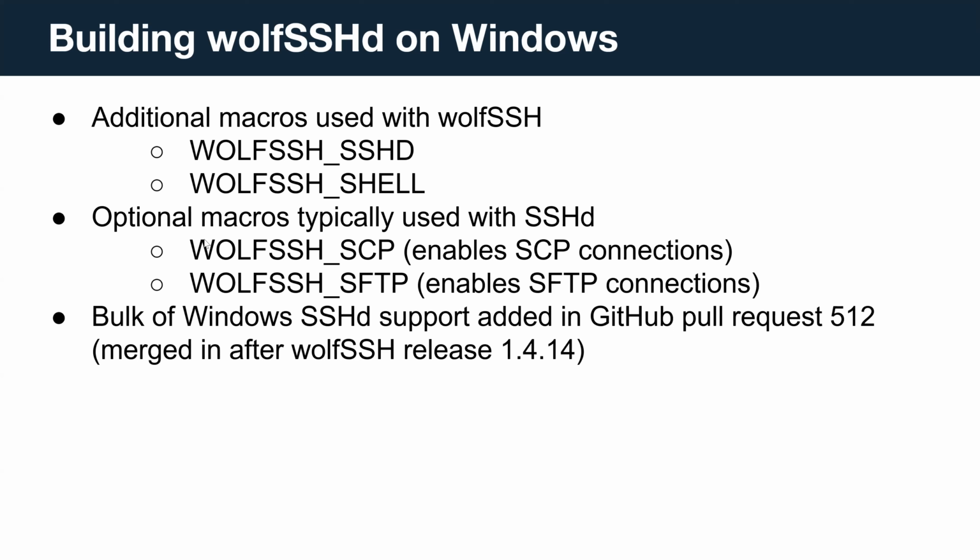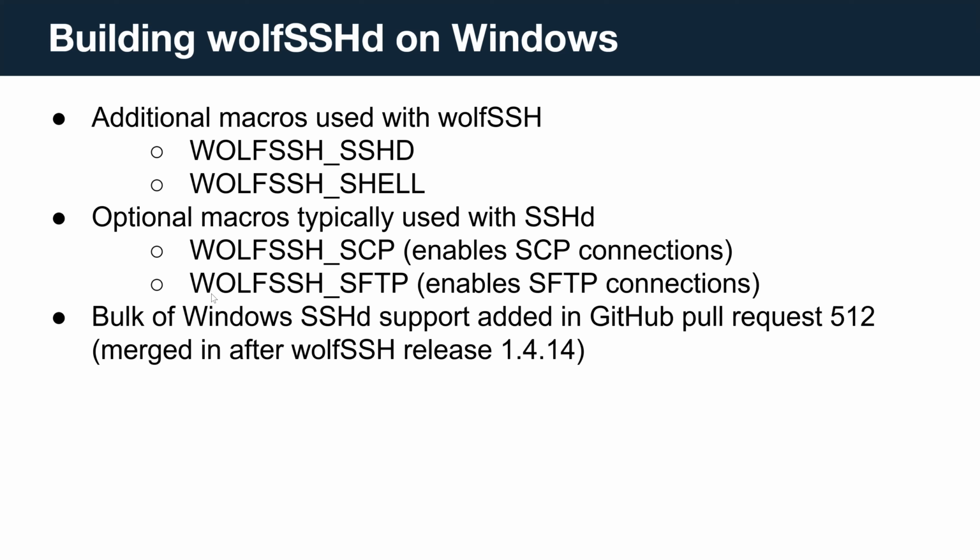So to be able to build with wolfSSHd on Windows, you'd have to have additional macros added to that user_settings.h. The two main ones required are WOLFSSH_SSHD and WOLFSSH_SHELL. Some of the optional macros typically used with SSHd are enabling both SCP and SFTP support, and that can be done with these two macros, WOLFSSH_SCP and WOLFSSH_SFTP.